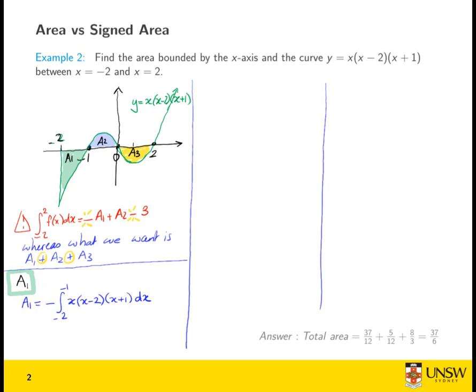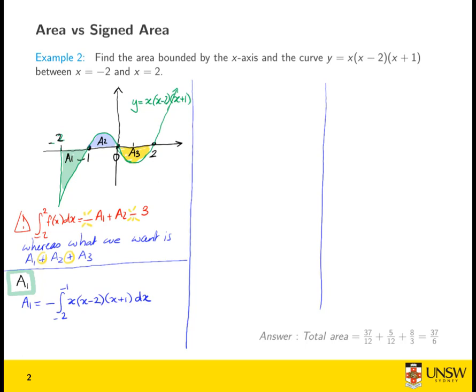So we need to find an antiderivative of the function. And we realize that finding an antiderivative of a product is much harder than finding an antiderivative of a sum. So it would be a really good idea in that case to expand before we actually find the antiderivative.